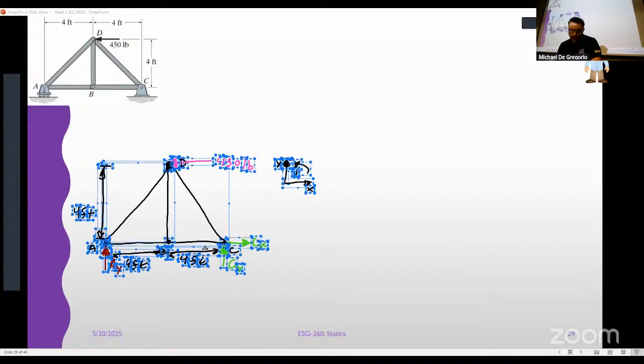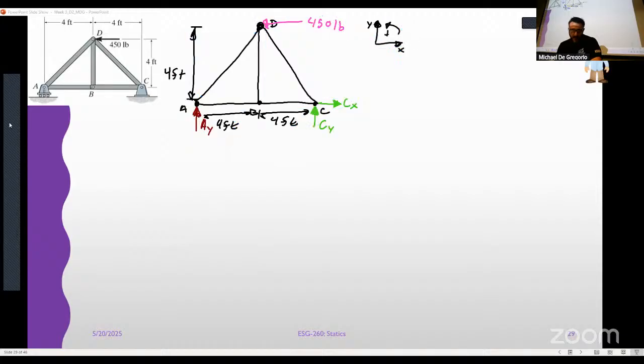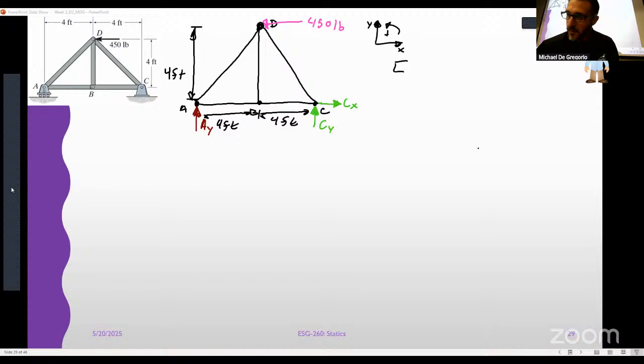Move my FBD up here. Okay, so we're going to get the reactions first. Reactions are going to be, well, we'll sum the forces in the x direction. Sum the forces in the x direction, set it equal to 0. That's negative 450 plus CX.